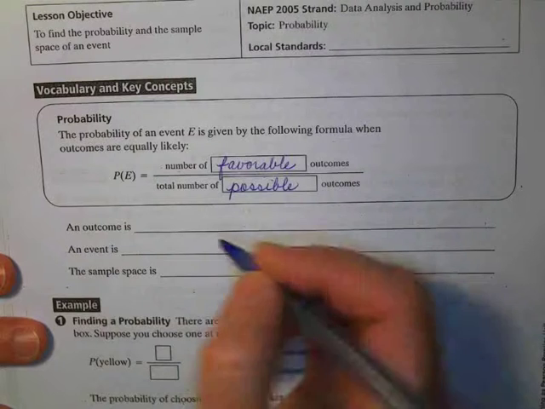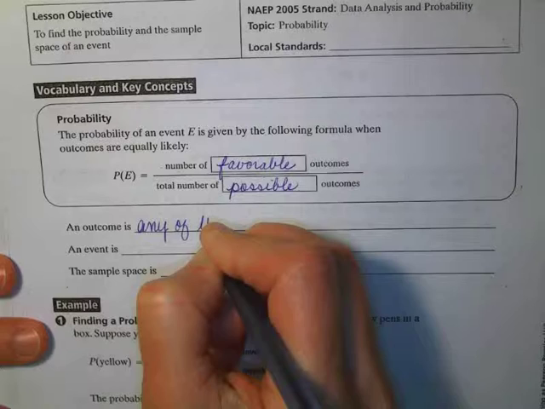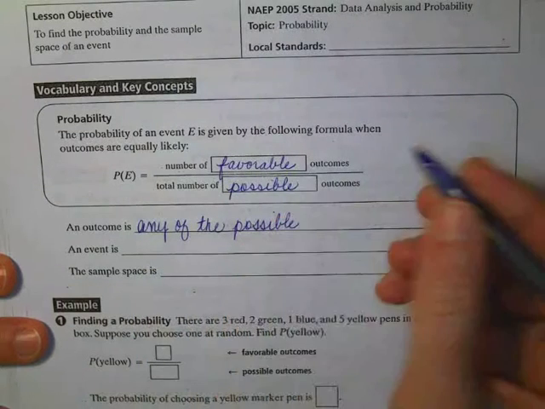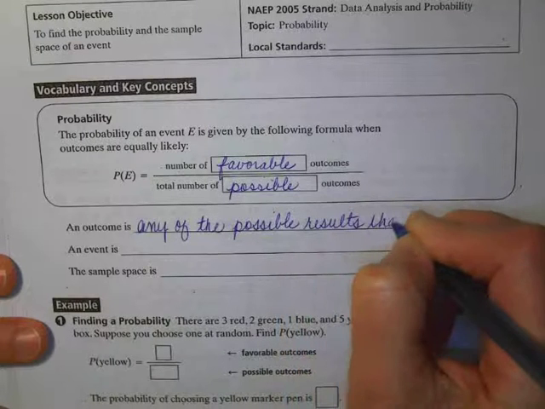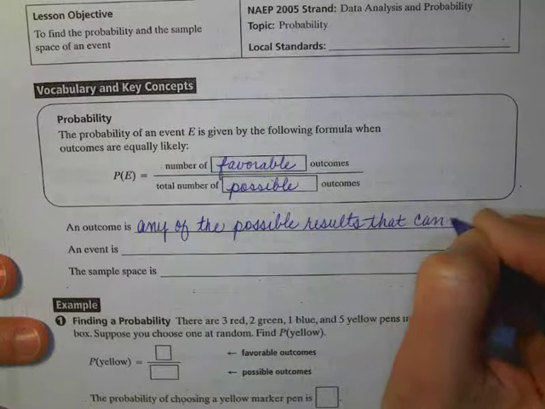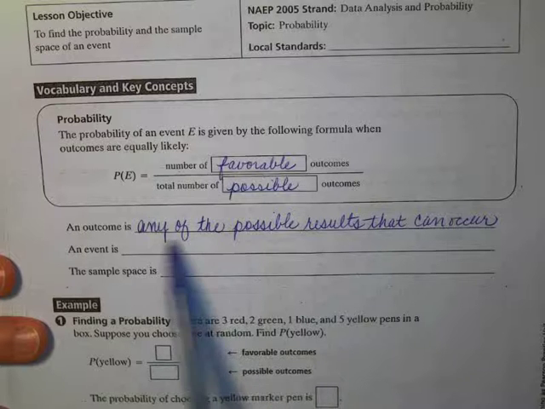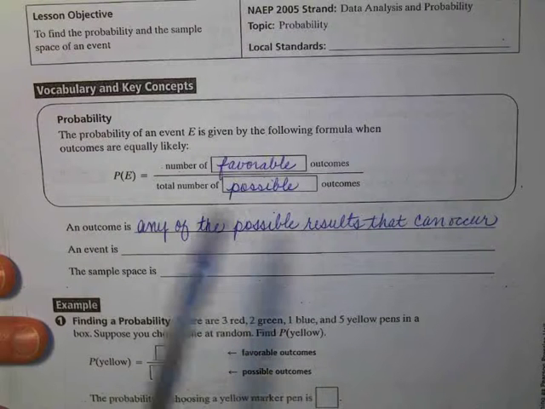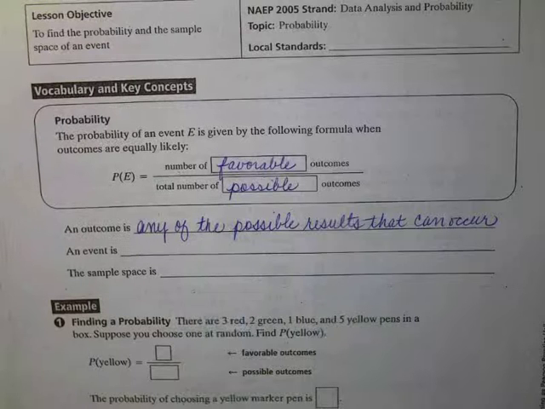An outcome is any of the possible results that can occur. Okay, so basically any one of them would be an outcome. Altogether, though, that would be all the possible outcomes. The favorable ones, again, would be the ones that you are in fact looking for.